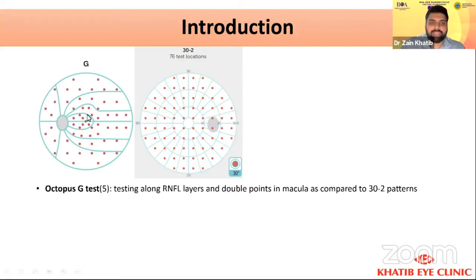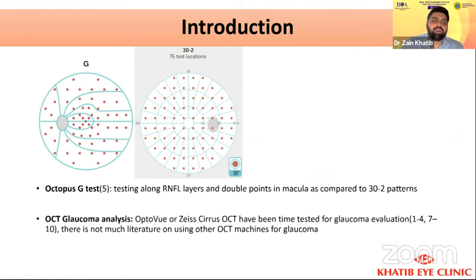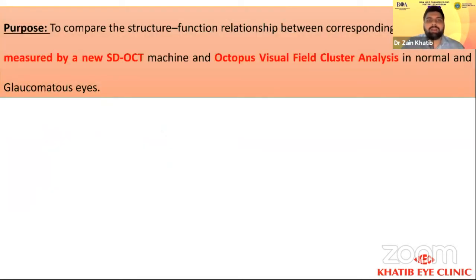Extra points in the macula compared to 30-2, and it gives points along the RNFL layers. When we talk about OCT glaucoma analysis, most often the Optovue or the Zeiss Cirrus machines have been tested for glaucoma evaluation. There is not much literature on using other OCT machines for glaucoma. So my paper compares the structure-function correlation between corresponding RNFL thickness measured by a new SD-OCT machine and Octopus visual field cluster analysis in normal and glaucomatous eyes.